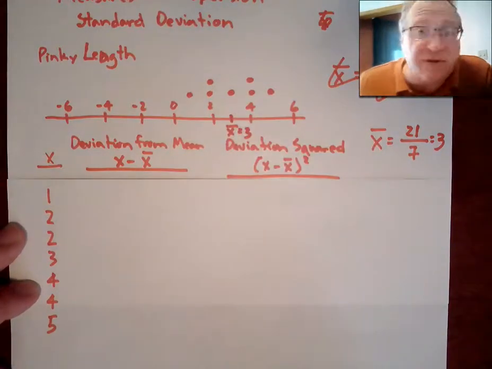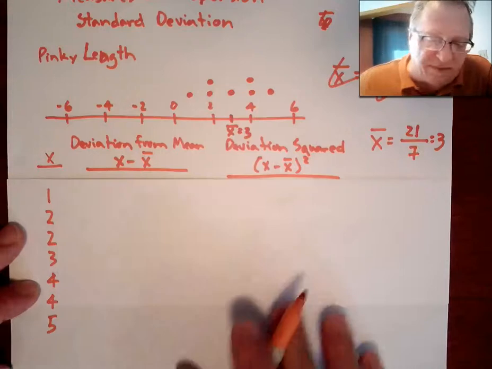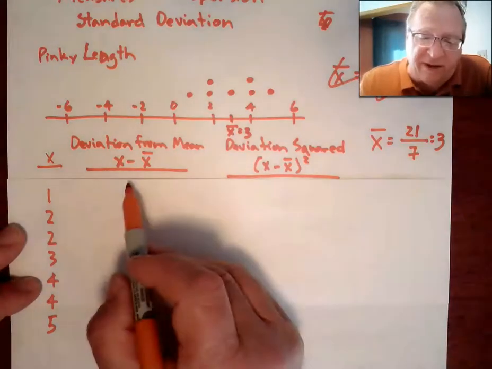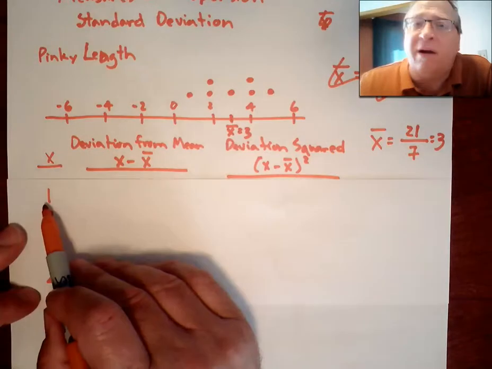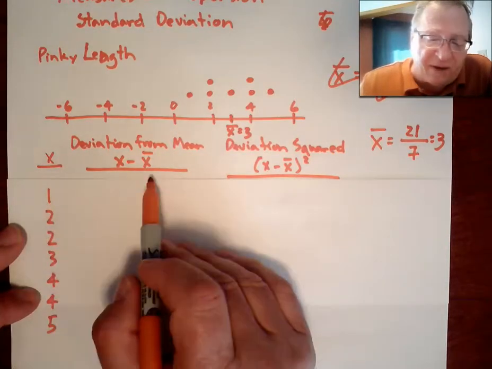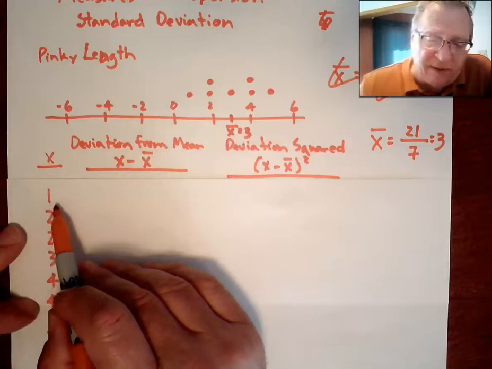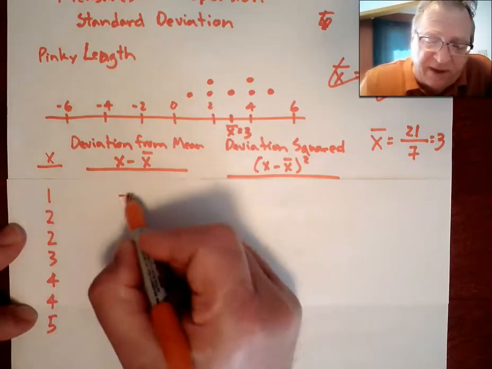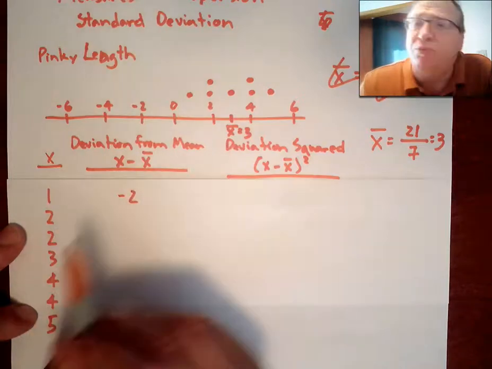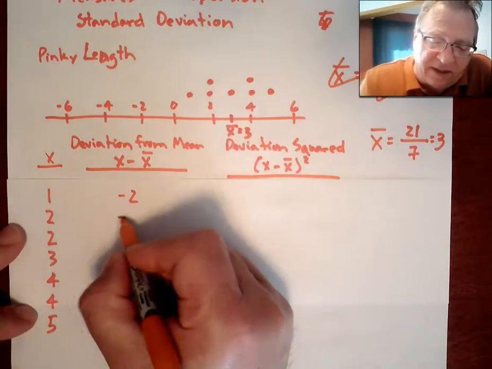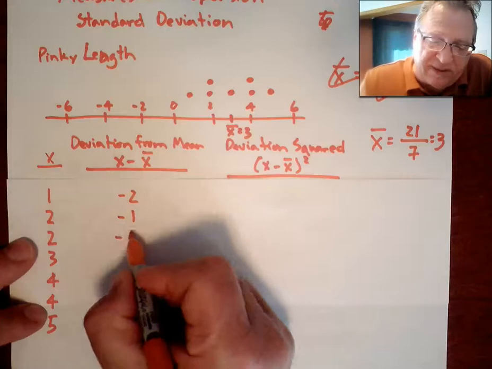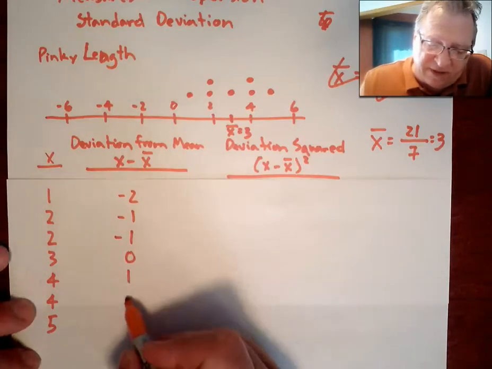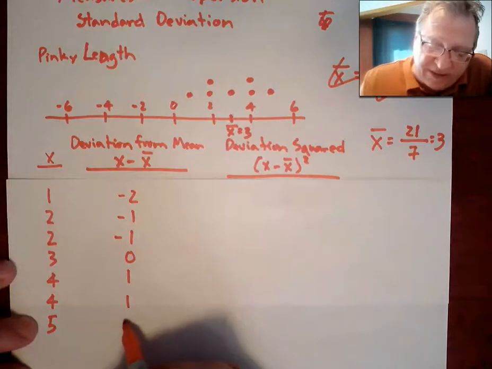Didn't plan too well for space again. That's what happens. Okay. So let's see. Now we have to calculate the difference between our x values and the mean. So our mean is 3. Well, 1 minus 3 is negative 2. And 2 minus 3 is negative 1. 2 minus 3, negative 1. 3 minus 3 is 0. 4 minus 3 is 1. 4 minus 3 is 1. And 5 minus 3 is 2.